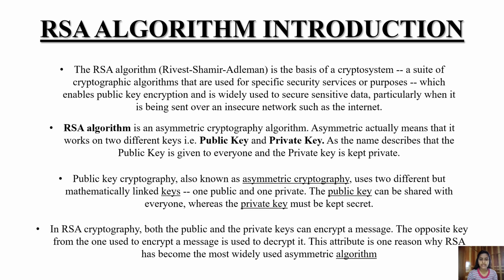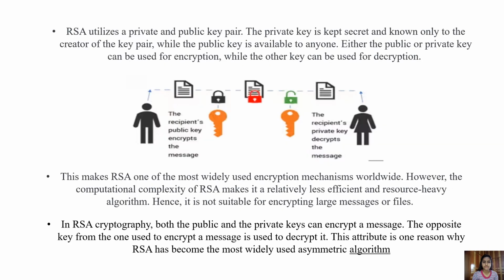The RSA algorithm is an asymmetric cryptography algorithm. Asymmetric actually means that it works on two different keys, that is, a public key and a private key. As the name describes, the public key is given to everyone and the private key is kept private. Public key cryptography, also known as asymmetric cryptography, uses two different but mathematically linked keys, one public and one private. The public key can be shared with everyone, whereas the private key must be kept secret.